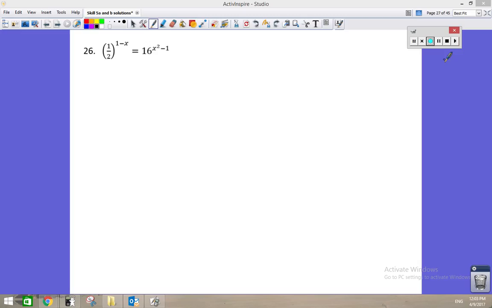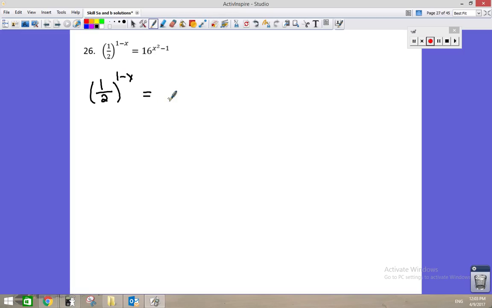Let's solve this equation. It's an exponential equation that doesn't require me to use any logarithms, which are the inverse of exponential functions. I can rewrite each side with the same base. So let's leave the left-hand side alone for a second, because maybe a student wouldn't see what to do with that quite yet.